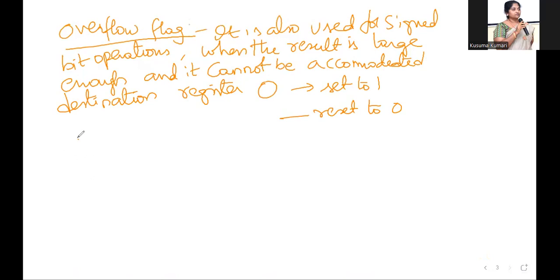So finally, carry flag, parity flag, zero flag, sign flag, auxiliary carry flag, overflow flag. These are the 6 status flags, because based on the result data, these flags are either set to 1 or 0. Okay.